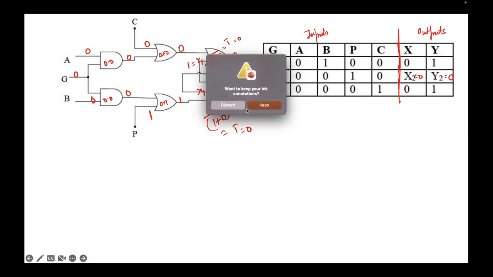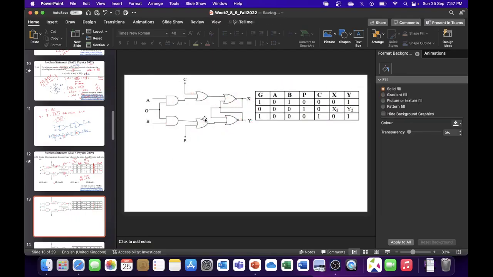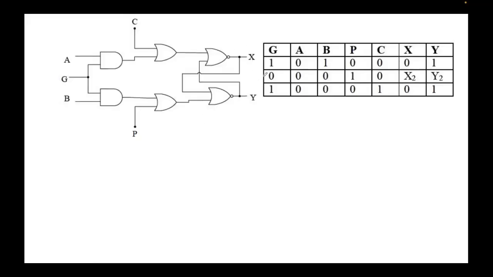I need to know what happens when these are input. So let's input these: A is 0, G is 0, B is 0, C is 0, P is 1. I need to find what happens in this line. So we need to find the value of x2 and y2. In order to find the value of x2, let's calculate the output. 0 into 0, this is an AND gate, this will be 0. 0 into 0, this will be 0. This is an OR gate, 0 plus 1, this will be 1. 0 plus 0, this will be 0.